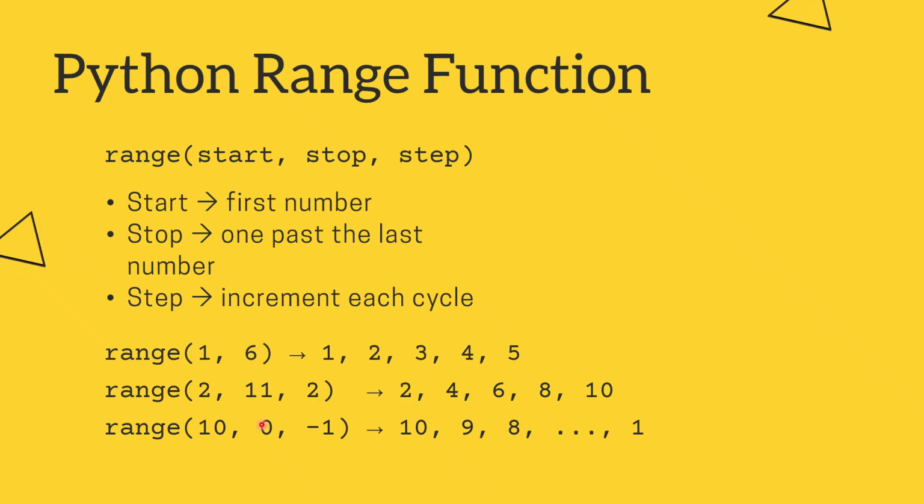Okay, our stop is 0, and we're saying take away 1. Okay, count backwards by 1. So it's going to give us a countdown: 10, 9, 8, 7, 6, 5, 4, 3, 2, 1. But remember, if you leave the step off, Python is always going to default to 1.